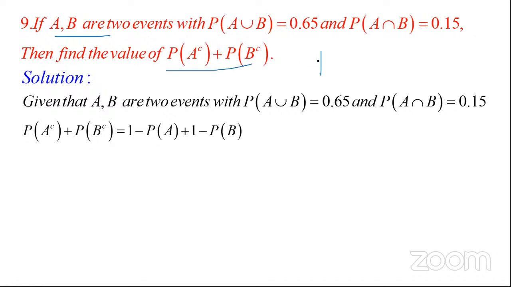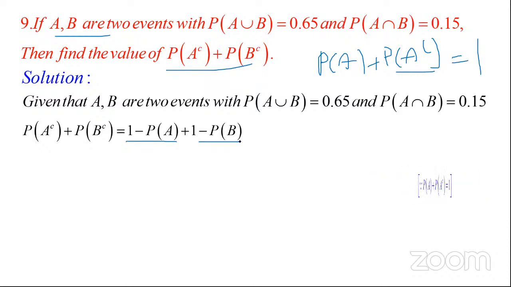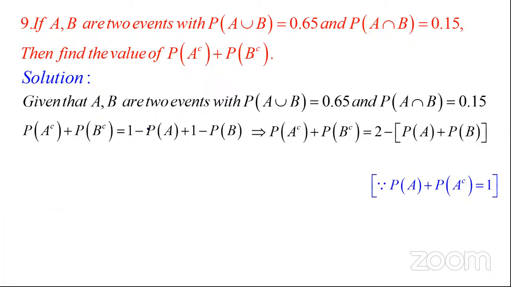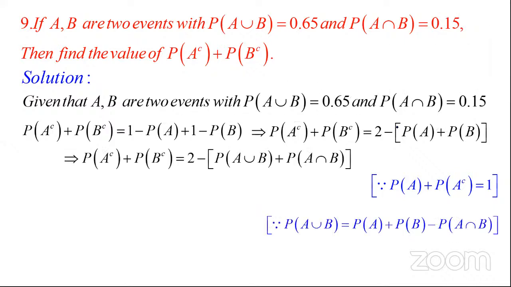We know that P of A plus P of A complement equal to 1. From that, to find P of A complement, you have to write 1 minus P of A. So here we have to find P of A complement plus P of B complement. For that I can write 1 minus P of A plus 1 minus P of B. Next, 1 plus 1 is 2. So P of A complement plus P of B complement equals 2 minus, taking common, P of A plus P of B.